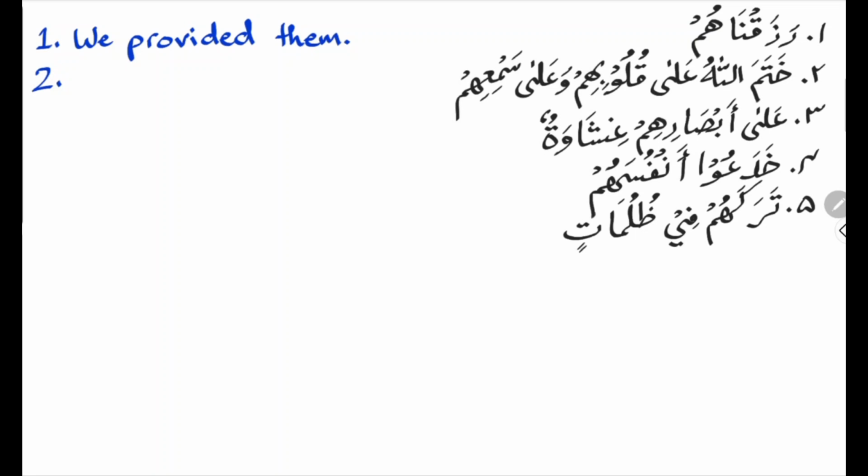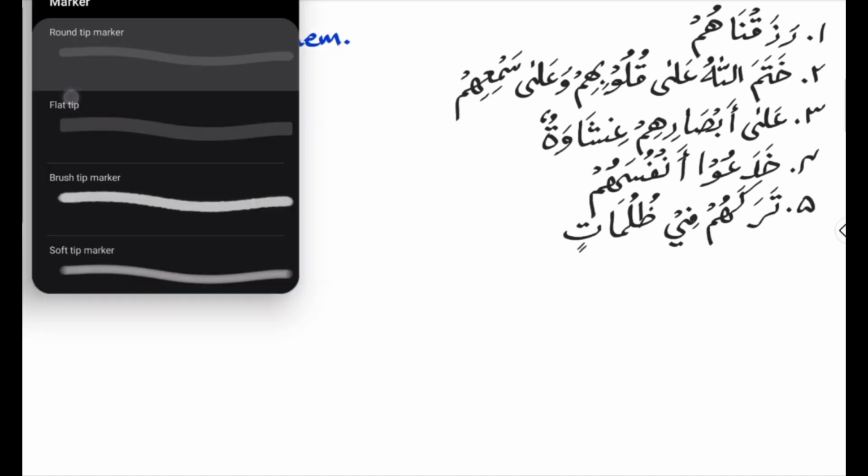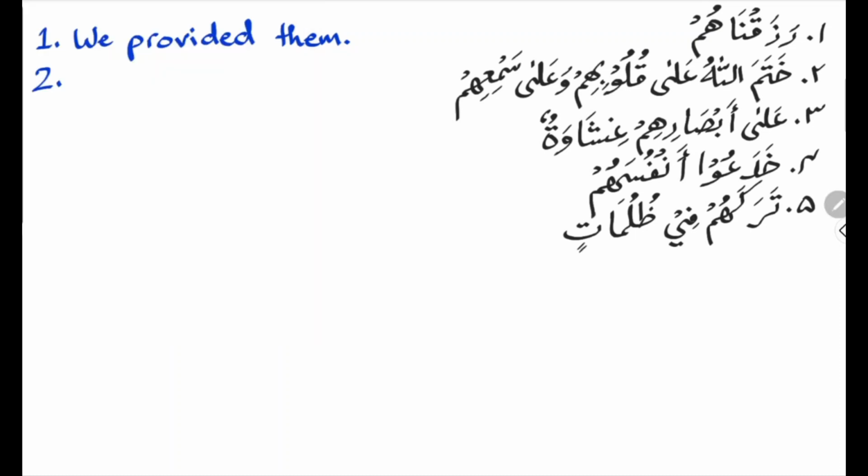Number 2 is khatama Allahu ala qulubihim wa ala sam'ihim. Here khatama is the fi'l, Allahu is the fa'il, ala is harful jar, and then we have qulubihim. So qulub is mudaf, him is mudaf ilay, that's an attached pronoun, it's ad-damirul muttasil, and then the whole qulubihim is coming after ala. So that's why qulubi is getting a kasra. And then we have وَعَلَى سَمْعِهِمْ, which is on the same format as عَلَى قُلُوبِهِمْ.